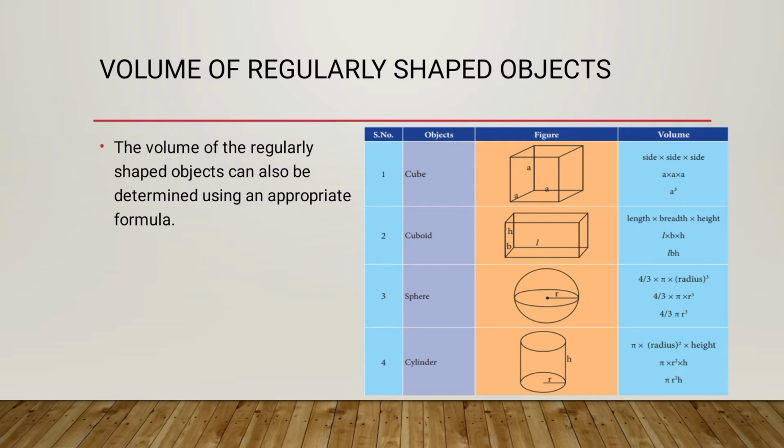Third one is sphere, which is the 3-dimension of circle. So the formula is 4 by 3 into pi into radius cube, that is 4/3 pi r cube. For the cylinder, with this shape, we can assume that it has a circle with height. So the formula is pi r square, which is multiplied with height, that is pi r square h.